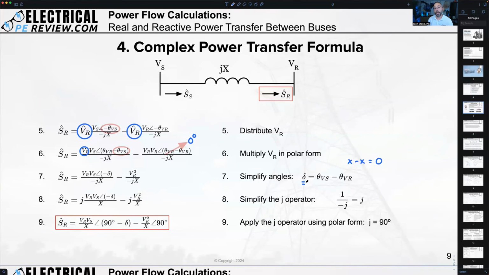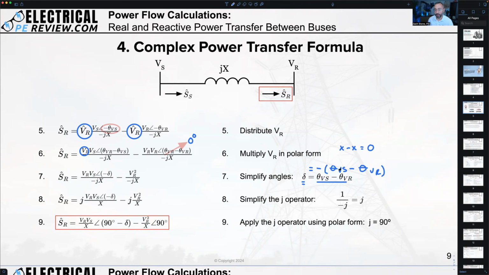The next thing is we're going to simplify this angle right here. Delta, this is known as the torque angle. Delta is the difference in angle between the sending bus and the receiving bus. Delta is the angle of this voltage minus the angle of this voltage. Now, we don't quite have delta in here, but we have something pretty close. Look, if I move this out of the way, we've got negative parentheses theta Vs minus theta Vr. Does everybody see that?